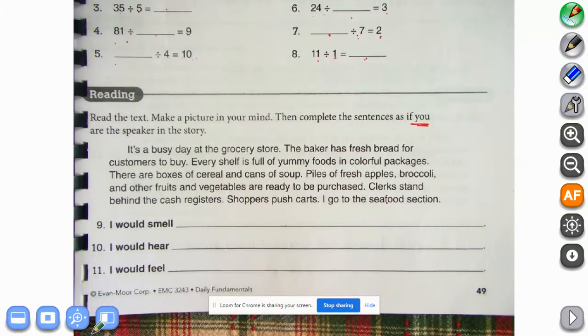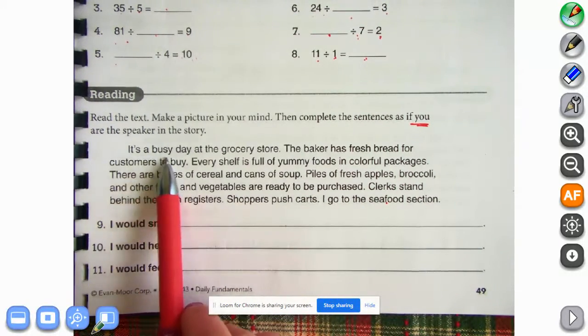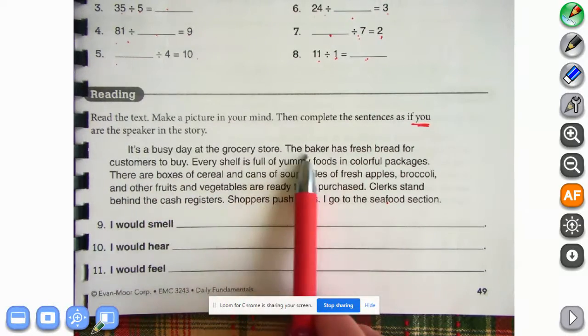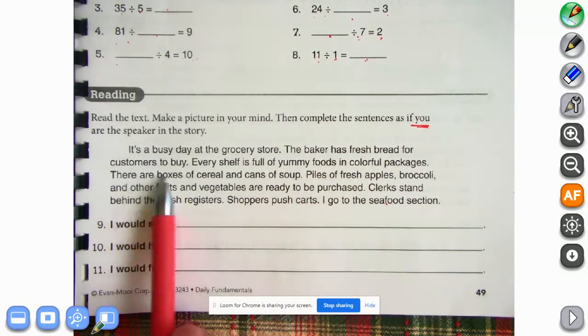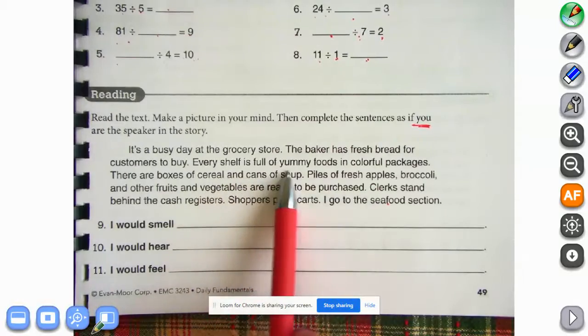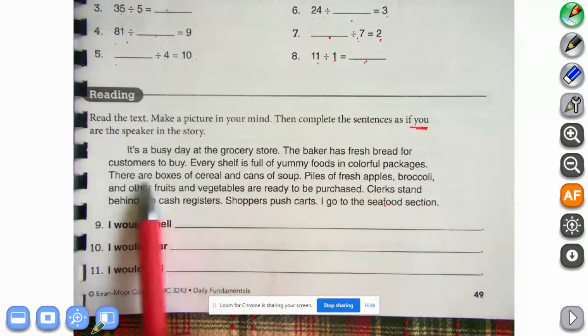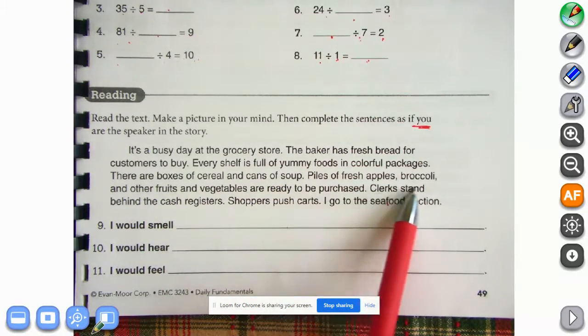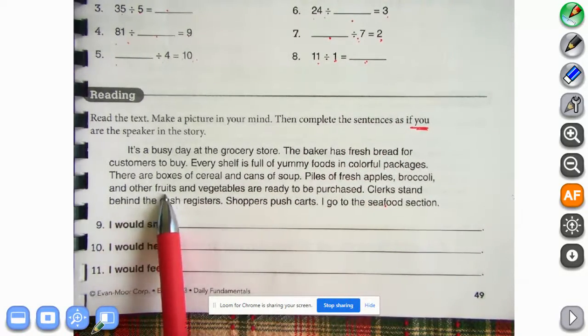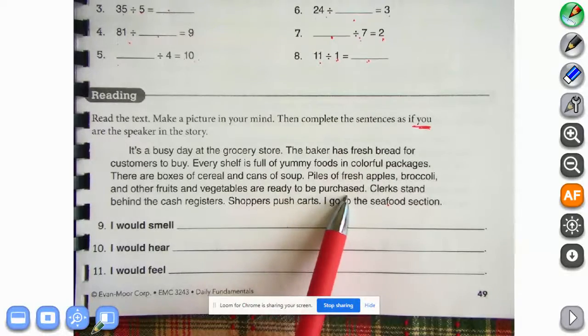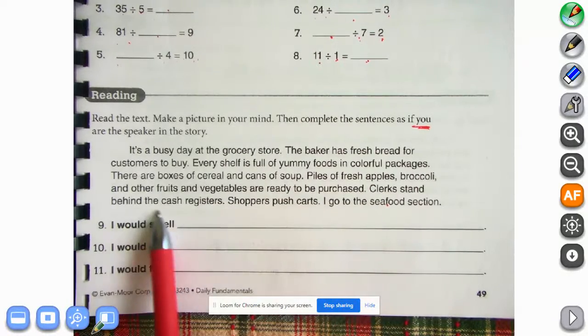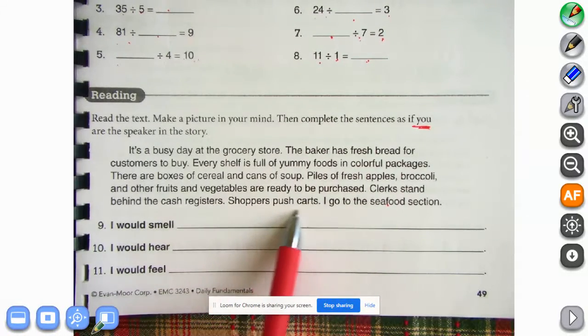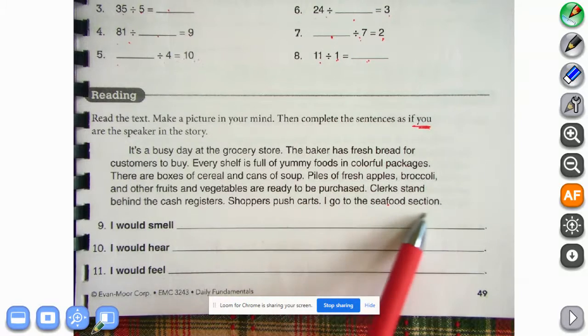Okay, I'm going to read it a little quicker this time. It's a busy day at the grocery store. The baker has fresh bread for customers to buy. Every shelf is full of yummy foods in colorful packages. There are boxes of cereal and cans of soup. Piles of fresh apples, broccoli, and other fruits and vegetables are ready to be purchased. Clerks stand behind the cash registers. Shoppers push carts. I go to the seafood section.